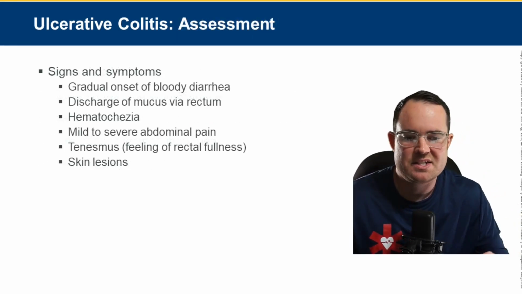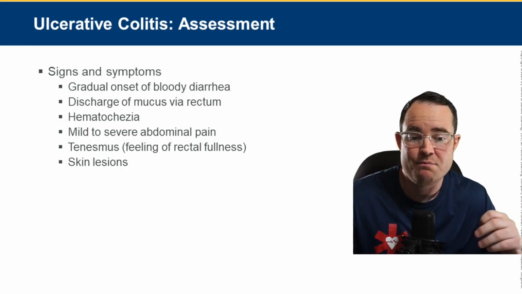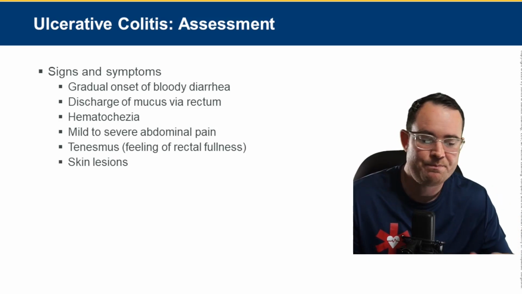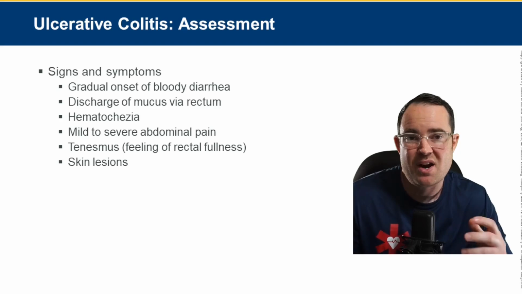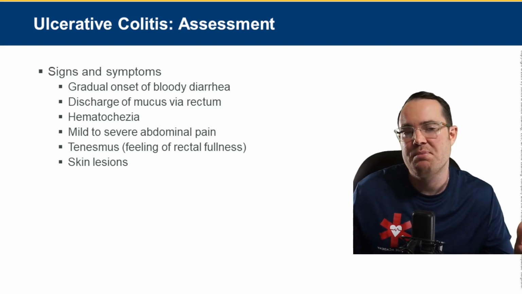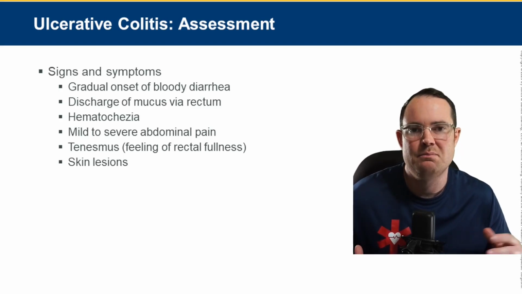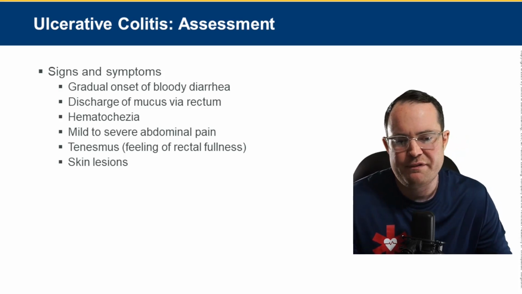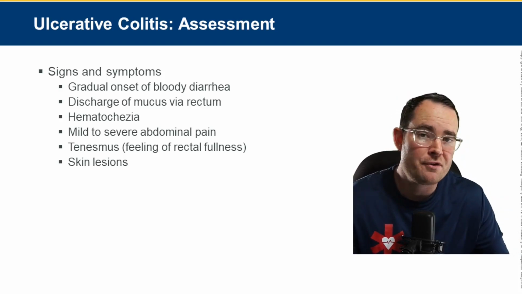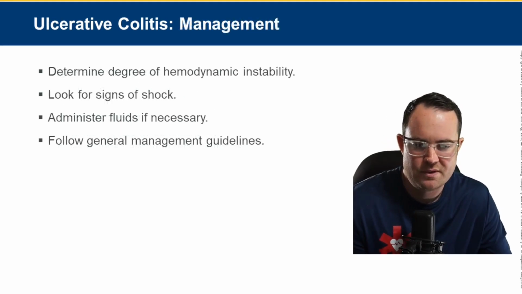So, some signs and symptoms. It says gradual onset of diarrhea, discharge of mucus via the rectum. Okay, that's an interesting one. Hematochezia, bright red blood coming from the rectum. In some texts, you'll see the terminology frank blood. Tenesmus, a feeling of rectal fullness, like you have to go to the bathroom or have a bowel movement. I would write that term down as well. Tenesmus, and even skin lesions.